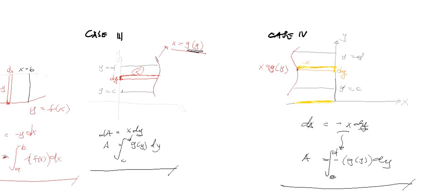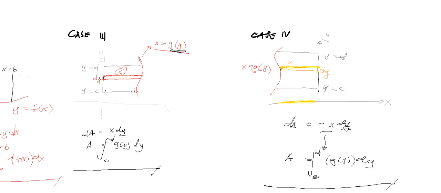And for C and D, our curve is located at the right side of the y-axis, or the positive side of our x. That's why we have this length, positive x. So we have positive g(y) here. And for the other side, we have case 4. Our x here is on the left side of the y-axis, wherein we have a negative x here. That's why we have negative x is equal to negative g(y), and then our dy, and then the limits from C to D.